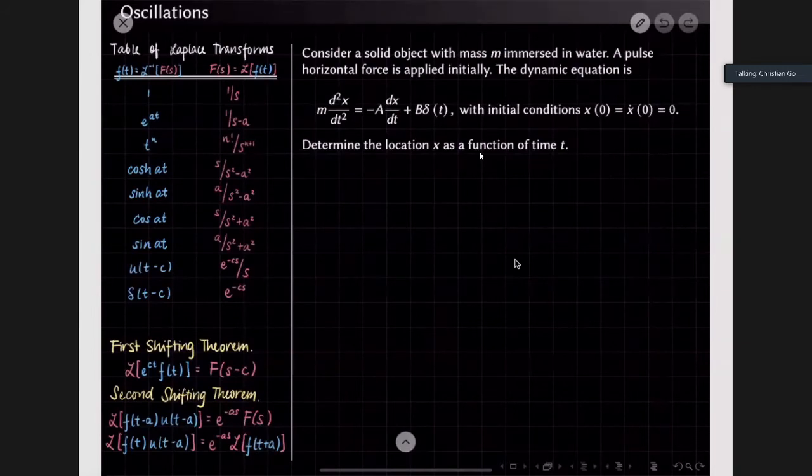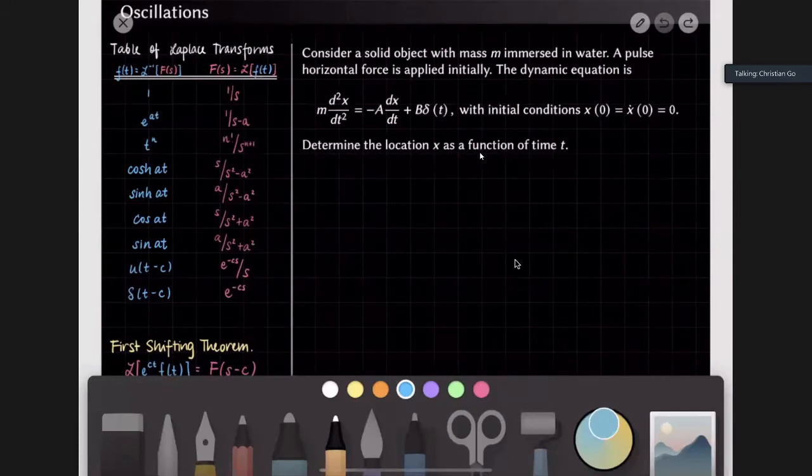So, mass times d squared x dt squared, that's just acceleration. So you know that this is an expression for force. This is just mass times acceleration, Newton's second law, is equal to minus some constant a times dx dt, which is velocity. So you have a force that is proportional to velocity. It's negative, so it's a force in the opposite direction. So that's most likely your friction, right? Proportional to velocity, plus B delta t.